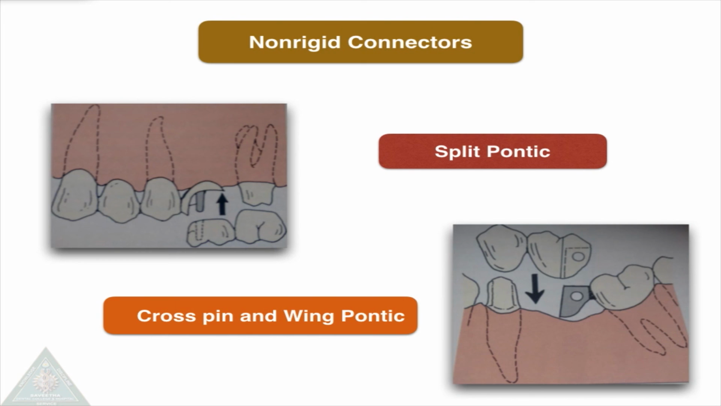This is a split pontic. This has got two segments, the mesial half and the distal half. The mesial half has got a projection, the tenon, and the distal half has got a slot, the mortise.